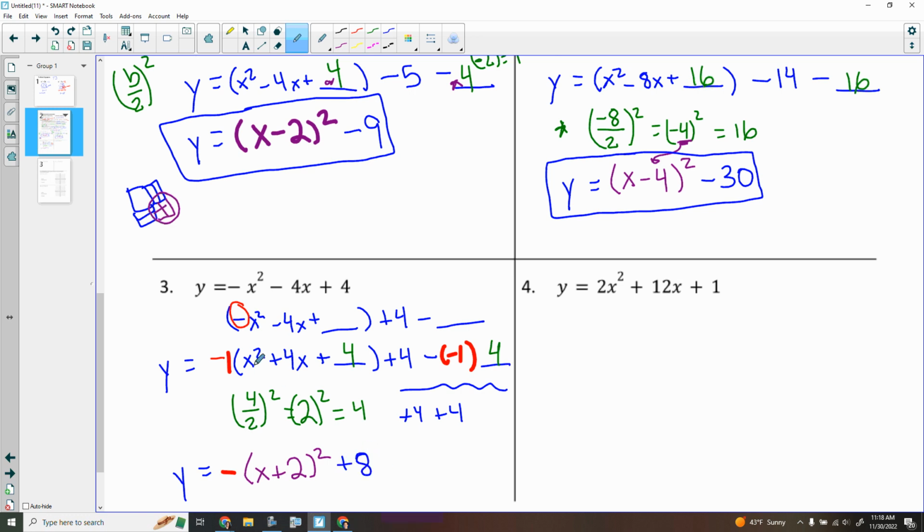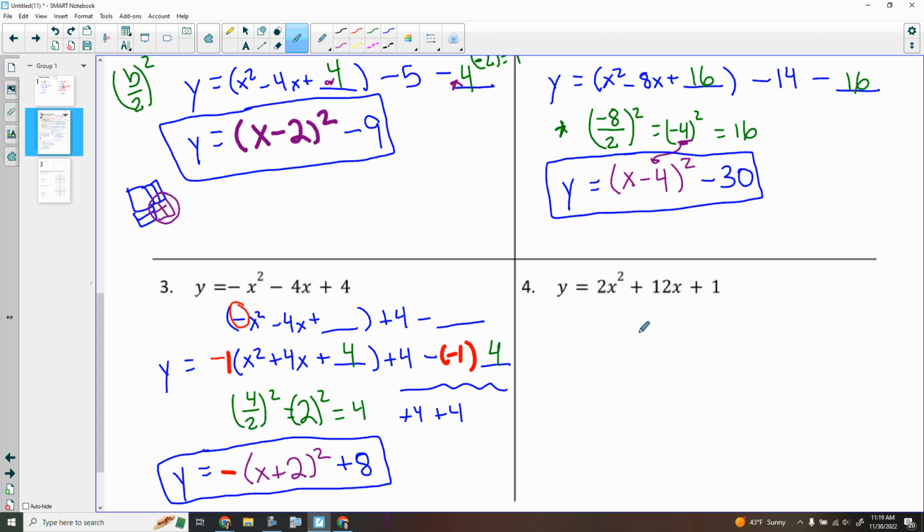So again, I can think of it this way. I had negative 1 here, and negative 1 times the 4 means that I really subtracted 4 within that. And so I need to add 4, do the opposite to it. Okay, so y equals negative the quantity x plus 2 squared plus 8.